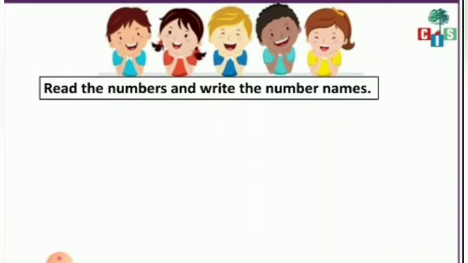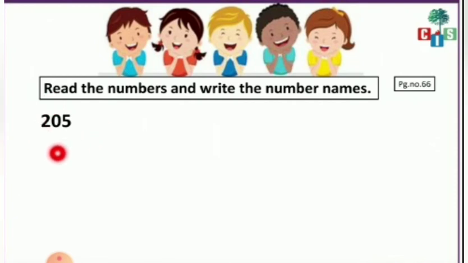Read the numbers and write the number names. So now number will be there. You will write the number names. So let's see it. Page number 66. I'll finish page number 65 after this session. It's about expanded form, right? I will explain it after this session in the next video. Okay? So your first number is, what is this?